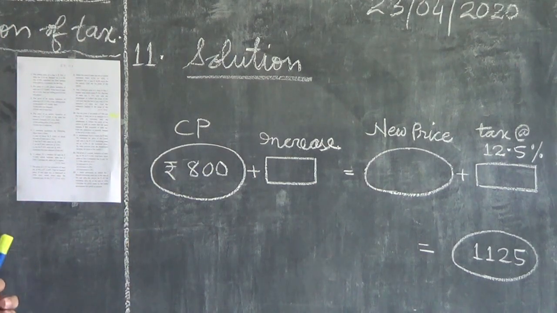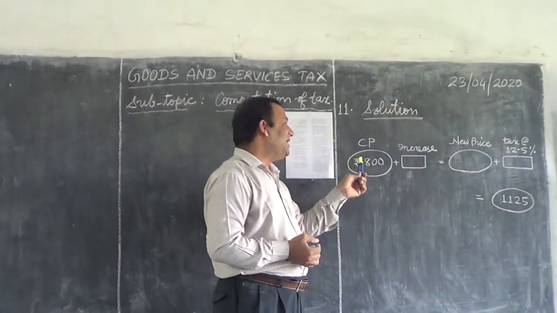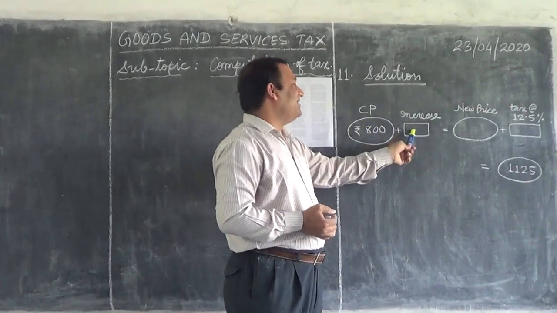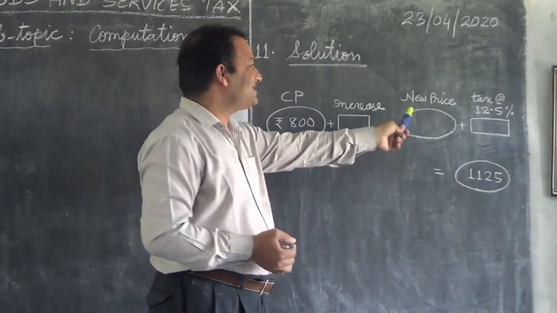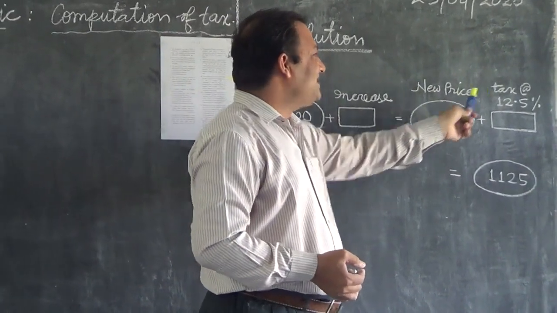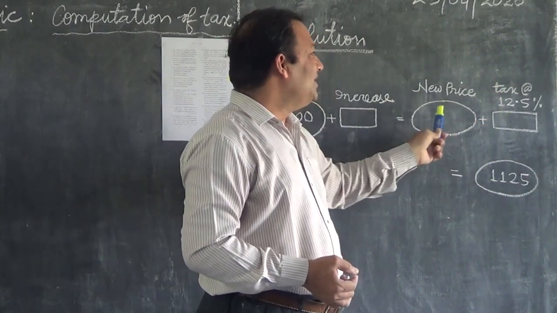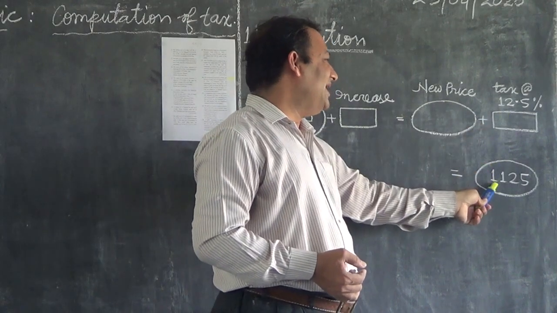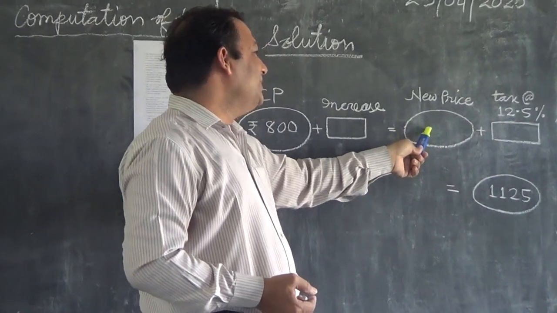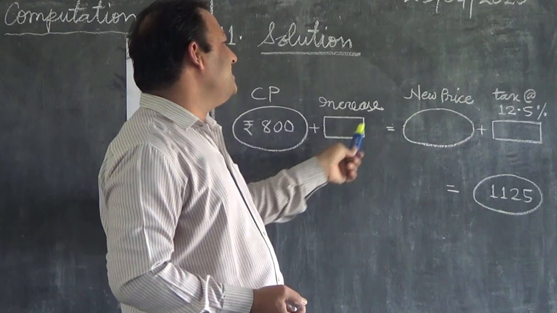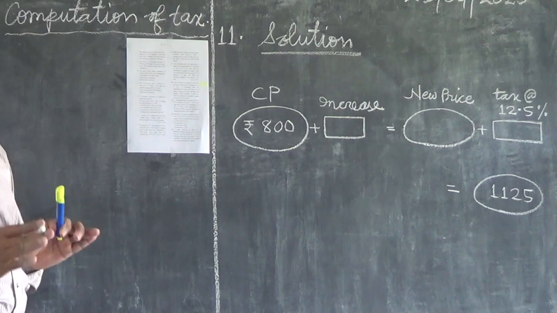See, this is nothing but an equation. It is given in the form of words. At 800 rupees he purchased, then he increased the price, then he got the new price, and on the new price he calculated tax at 12.5%. So new price plus tax equals 1125. Then what is the new price? And if you know the new price, you can calculate the increase. So this is called a reverse problem.